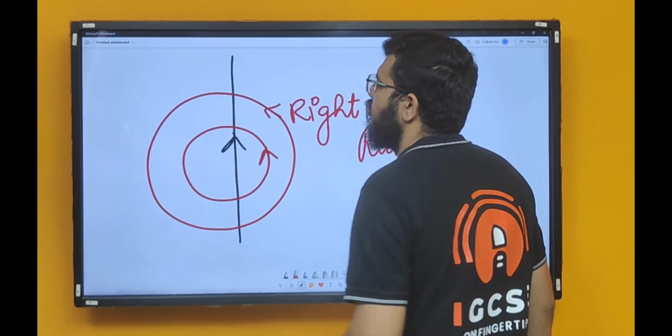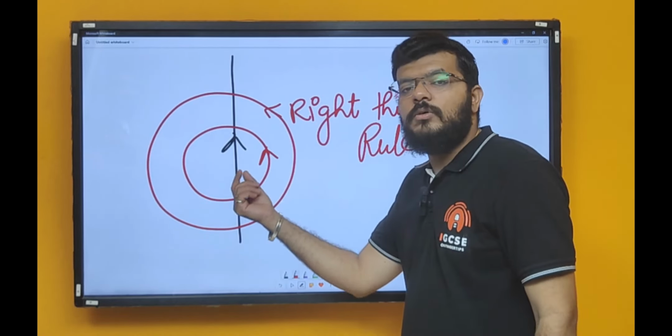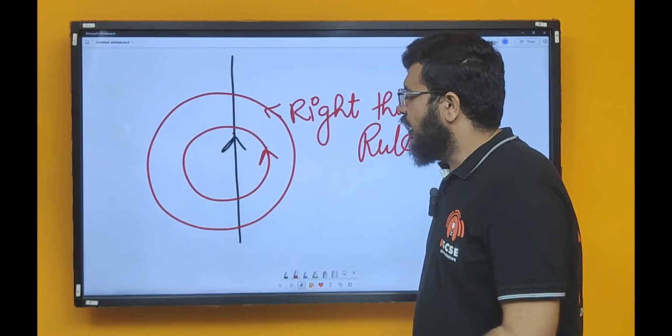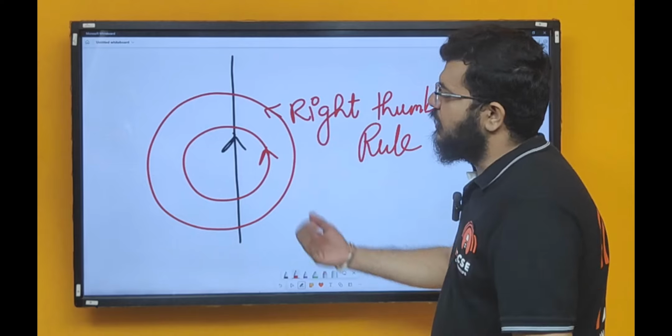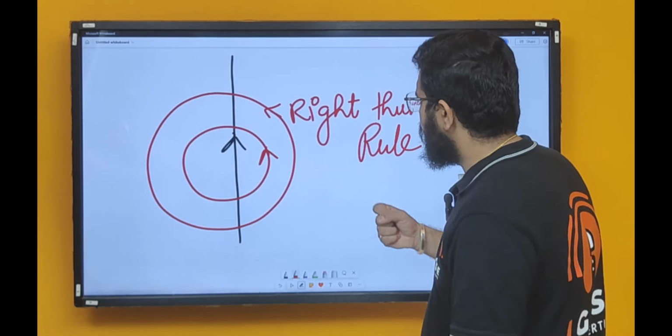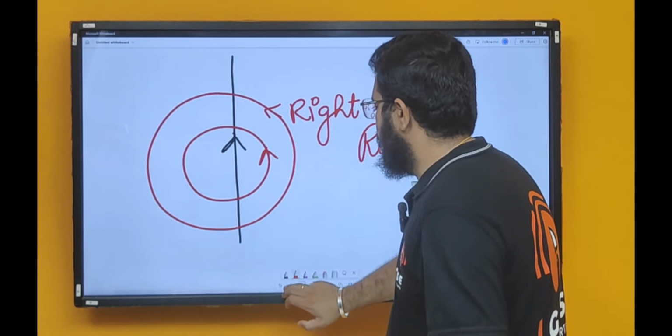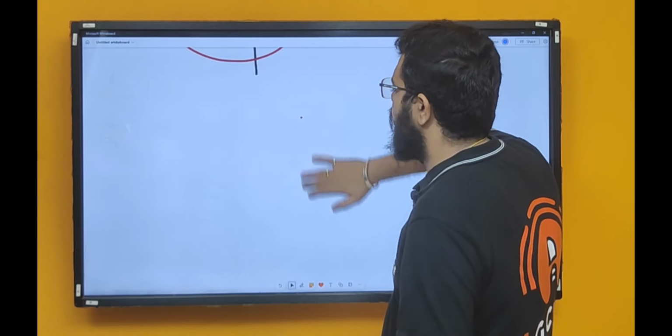This will be the direction of magnetic field around it. It is a concentric circle, and these are magnetic field lines. As we know, they are closed loops. They are drawn like this. That is the first rule. Now let's understand what else they ask.